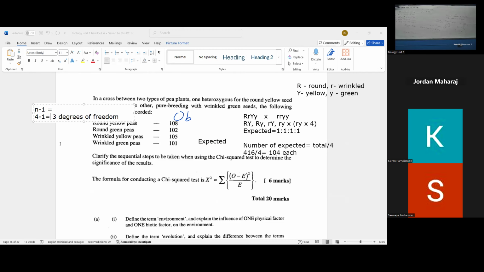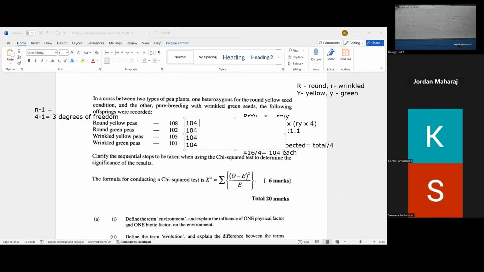And then we do our chi-square test. I'm going to put the observed next to each one. So each one we expect 104, 104, 104, 104. The formula is observed minus expected, squared. So we could just subtract for the first one: 108 minus 104, squared.